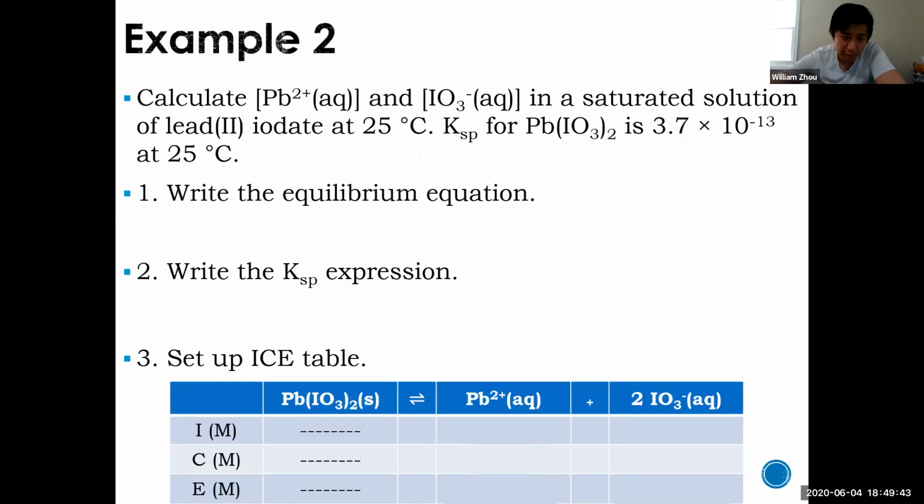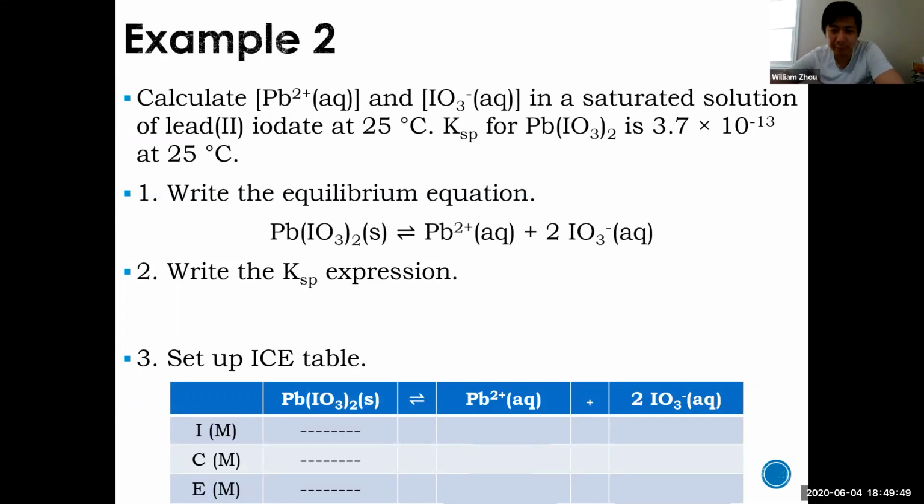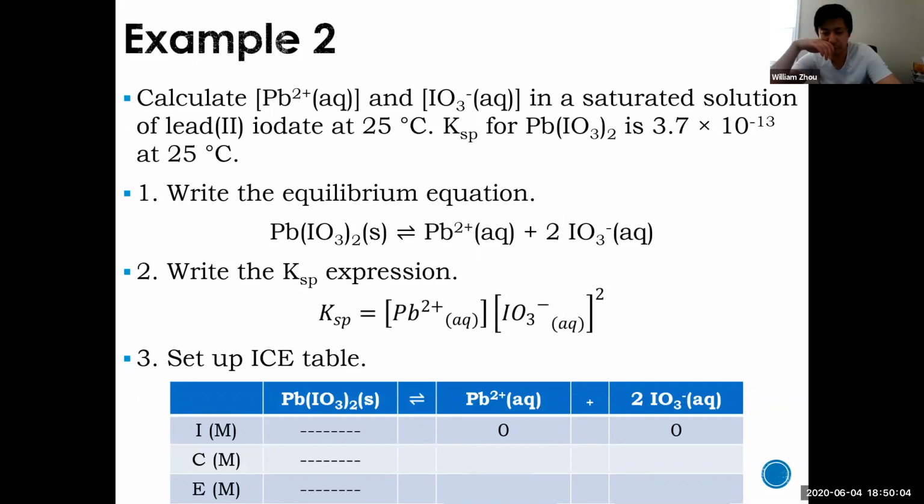The solid always goes on the left, so lead(II) iodate, Pb(IO3)2. It becomes Pb2+ and 2 molecules of IO3-. So the Ksp will be [Pb2+] times [IO3-] squared. You have initial concentration of 0 because you didn't dissolve yet. X for the change, so x and 2x. And then your equilibrium is just x and 2x, okay?